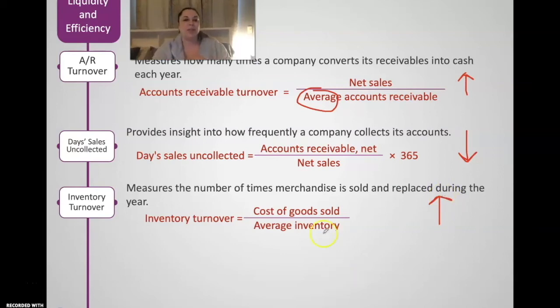So you would be doing cost of goods sold divided by average inventory. Remember, it's the average. So we take inventory from last year, this year, add it together, and divide by 2.